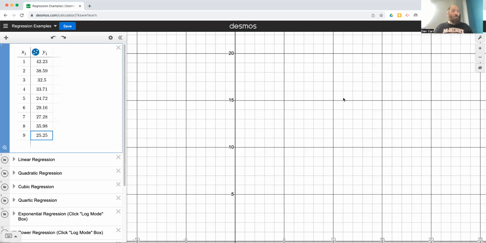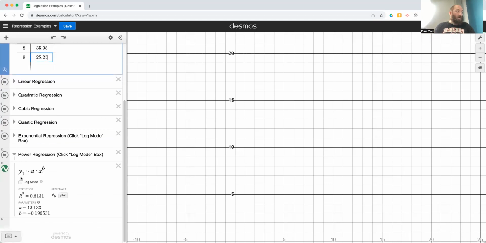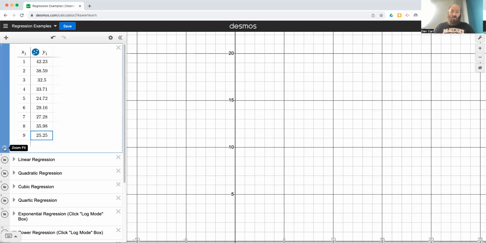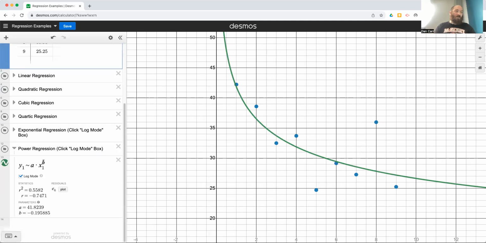Okay, sorry about that. So for some reason, Desmos did not like the numbers that I chose for the original one. So I'm going to change it up and make these the values now. Okay, so in this case, now log mode does pop up. So I'm going to click that. You notice my graph does not show it, but if you go up to your stat plot and click this little zoom fit here, now I can see it. And there's my power regression. So again, this is a times x1 raised to the b power. Here are my parameters a and b.